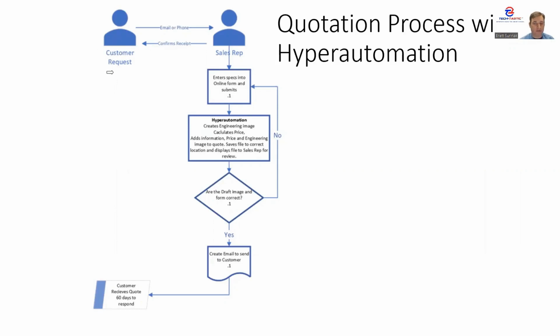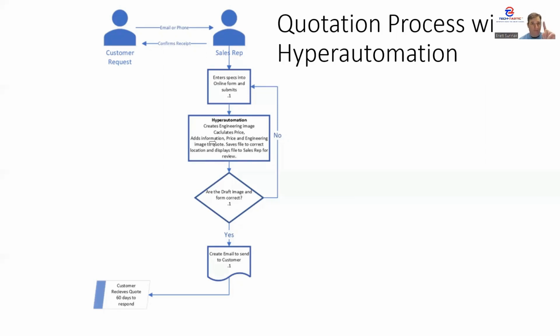So we have the customer request, the email or phone, and the sales rep. The sales rep is going to confirm receipt of the customer's request. They're going to enter the specs into a form and submit them right online. This is going to take them 0.1 of an hour. Then the hyperautomation is going to automatically create the engineering image, calculate the price, add the information to the form with the price and the engineering image to the quote, create and save the file to the correct location, and display the file to the sales rep for review.